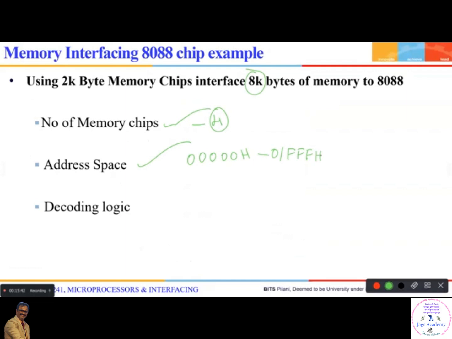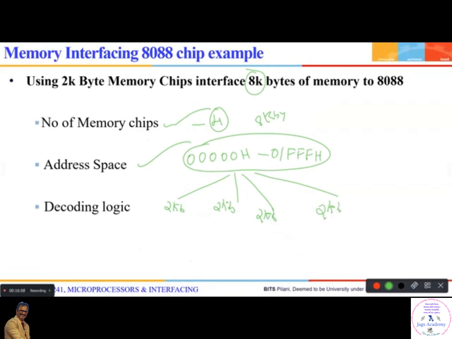Now, this is the address range for what? 8 KB. But is 8 KB memory available? No. So you are dividing this 8 KB into how many memories? 4 memory chips. Each one is 2 KB. Can you tell me the address map of this? It is called the memory map. Anyway, this is starting from 00000.